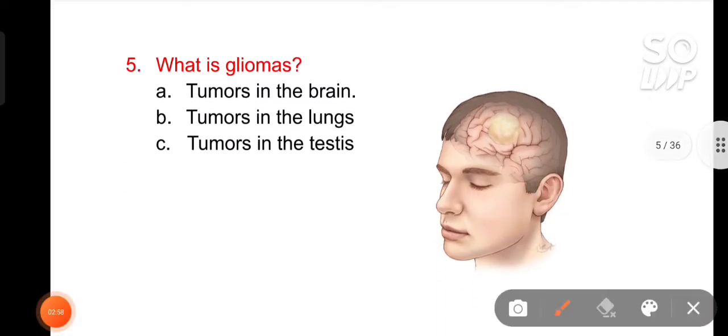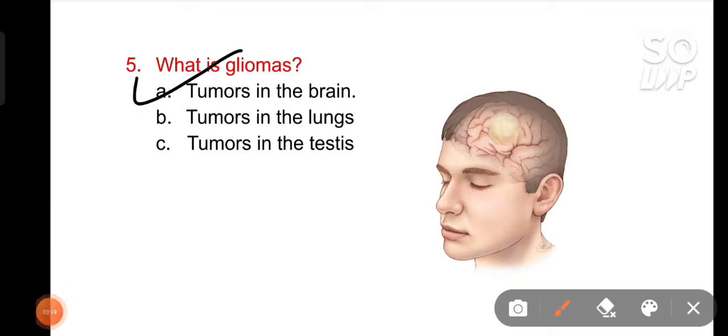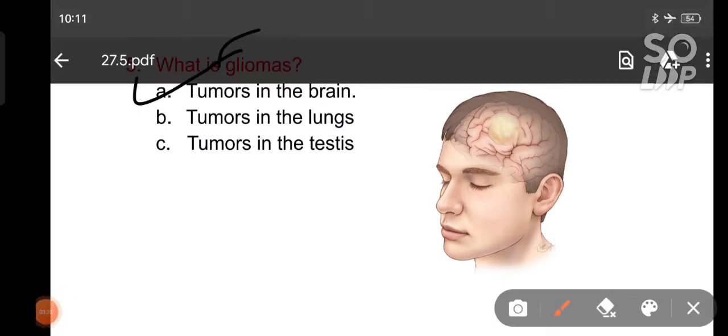The next question is, what is gliomas? The options are tumors in the brain, option B, tumors in the lungs, option C, tumors in the testes. Testes are also known as testicles. The right option is tumors in the brain, also known as gliomas.